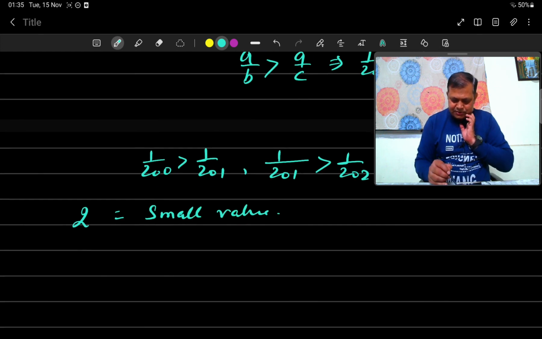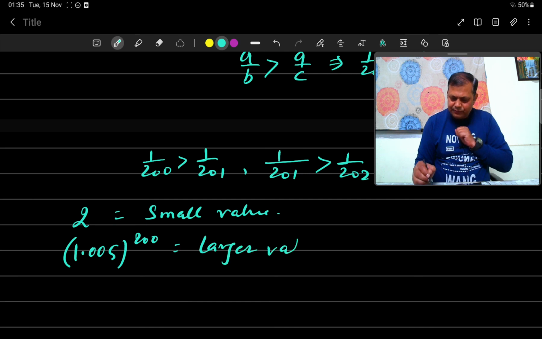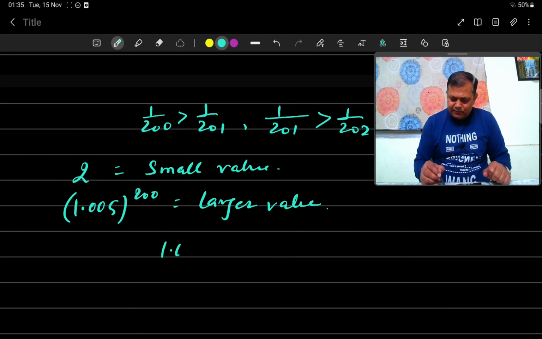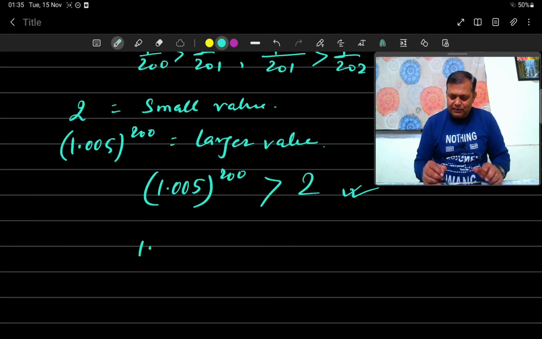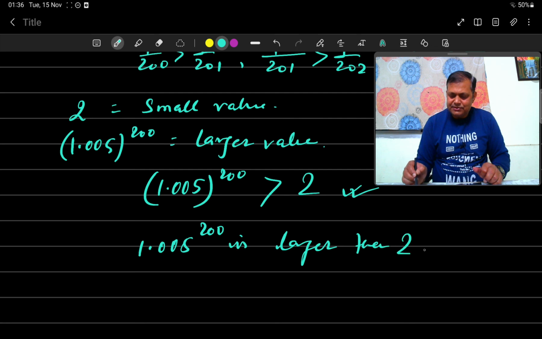But 1.005 whole to the power 200 has a larger value. So in this way you can say that 1.005 to the power 200 is greater than 2, and this is the result. Which one is larger? Obviously 1.005 to the power 200 is larger than 2, and this is the result.